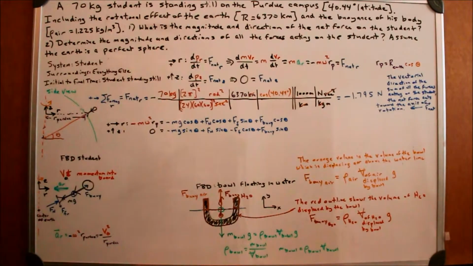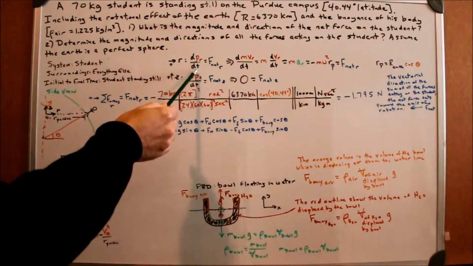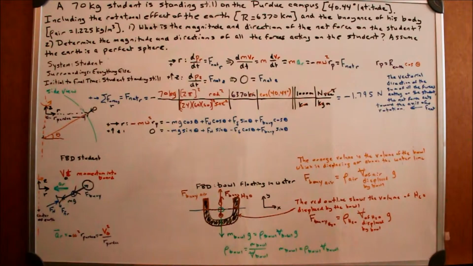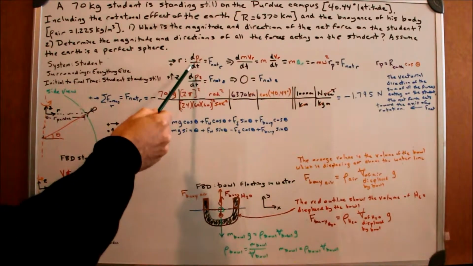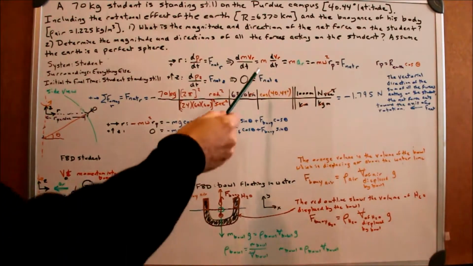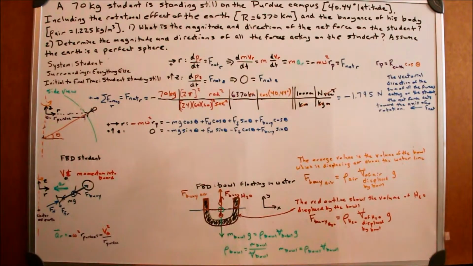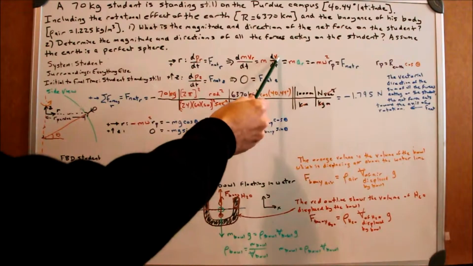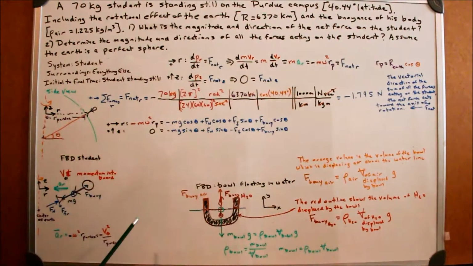We know that the change of the momentum of what I chose as my system, which is a student, with respect to time, is the net forces. So it's the sum of all the forces acting on that student. The momentum is mass times velocity. We'll assume the mass of the student is constant, so it's mass times change of velocity versus time. Change of velocity is acceleration.